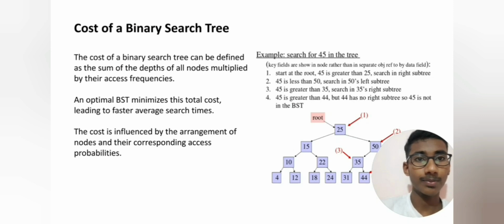Next, cost of a binary search tree. The cost of a binary search tree can be defined as the sum of depths of all nodes multiplied by their access frequencies. An optimal binary search tree minimizes this total cost, leading to faster average search times. The cost is influenced by the arrangement of nodes and their corresponding access probabilities.